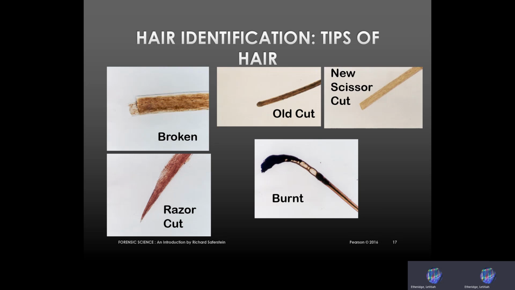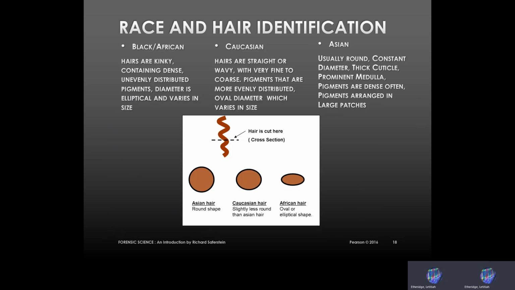Now, we talked about race and hair identification. So the three different types that are real easy to determine between are going to be Black or African American hair, Caucasian hair, Asian hair. So for Black African American hair, hairs are going to be kinky. I'm sure all of my African American students have heard that term in terms of what kind of hair you have, but it's going to contain dense, unevenly distributed pigments. The diameter is going to be what we call elliptical, and it's going to vary in size.